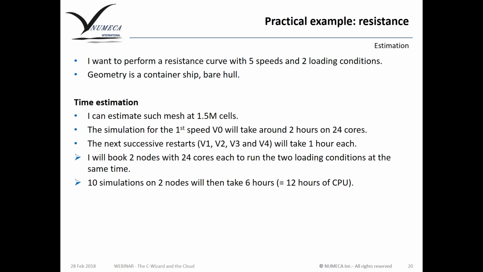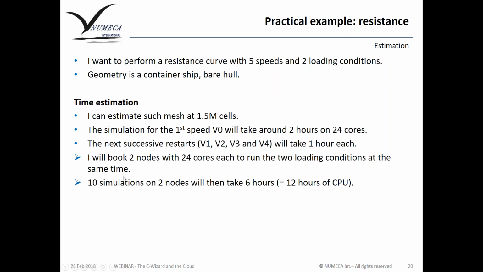So I can estimate such a mesh at 1.5 million cells. The first simulation for the first speed will take around 2 hours on 24 cores. And for the next successive restarts, we start from the first speed V0, but then I will restart to be able to start V1, V2, V3, and V4. They will only take 1 hour because I start from an already pre-converged speed. So it will take less time.